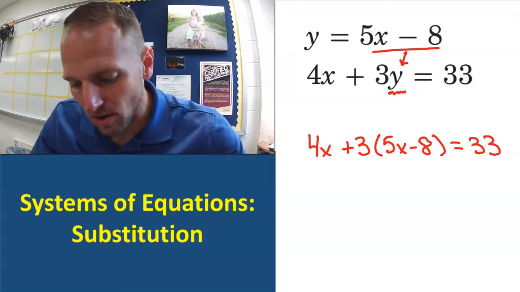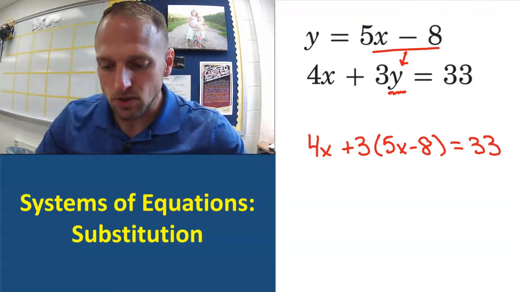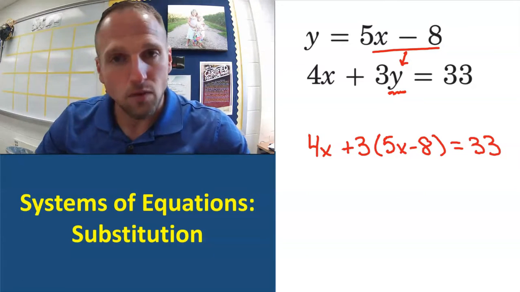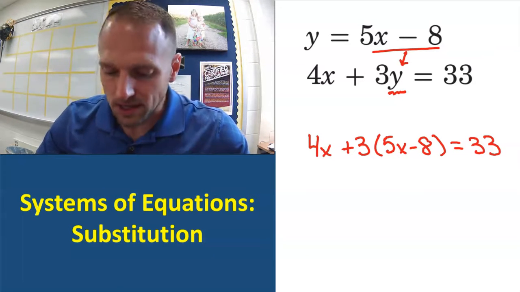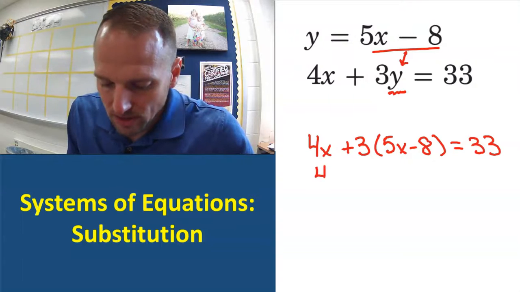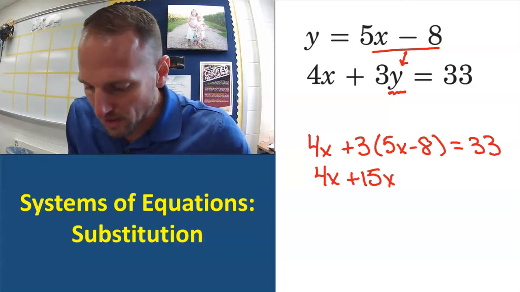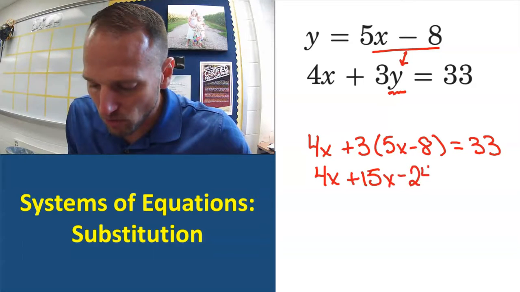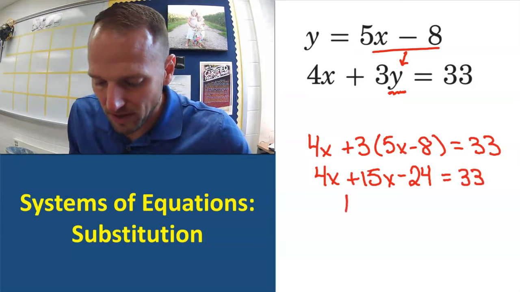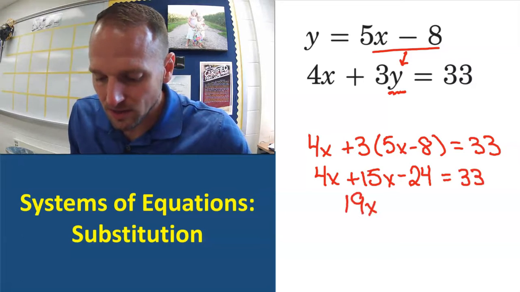So all I've done here is I have substituted 5x minus 8 in for y. Pretty easy. So I've got 4x, and then distributive property, 3 times 5x is going to be 15x. 3 times negative 8 is going to be negative 24, equals 33. And let's simplify this. 19x minus 24 equals 33.